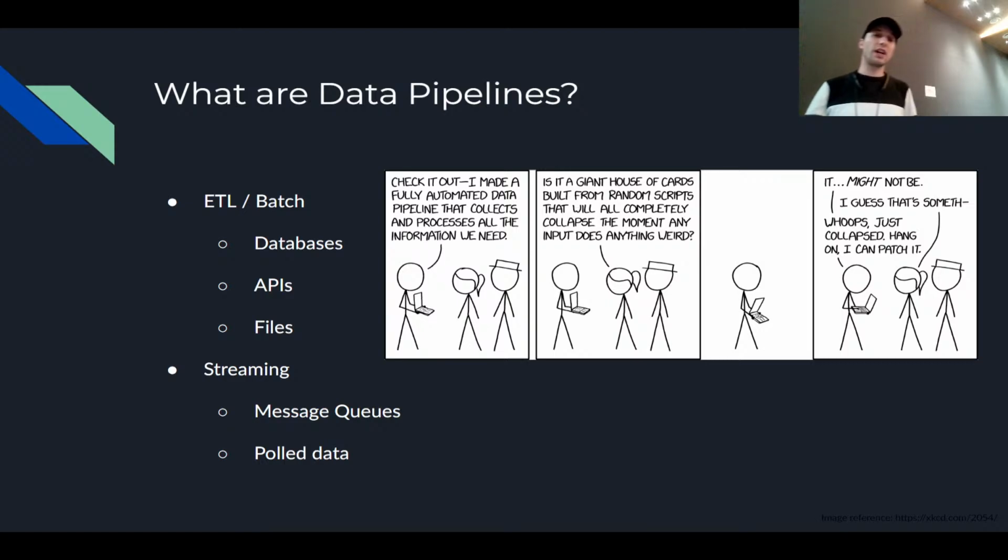On the streaming side, it's mostly message queues that are the big thing, especially the publisher-subscriber model, if you're familiar with that, or polling data on a regular interval, usually tight intervals. That usually ends up being API calls, and that's when the definition between batch and streaming gets a little bit fuzzy, but you get the idea.